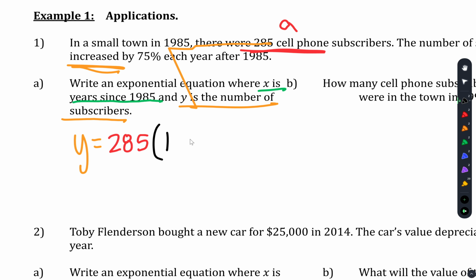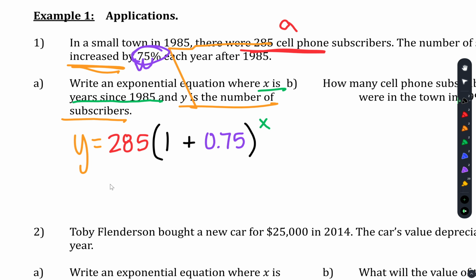Then I do 1 plus, because I'm talking about exponential growth. And then I'm going to look for my rate. My rate is 75%, but we want to convert that to a decimal. To do that, I move my decimal place over 2 spaces to the left, or you can multiply or divide this by 100. That is 0.75. Then we're going to finish it off by putting our x up here in the exponent.